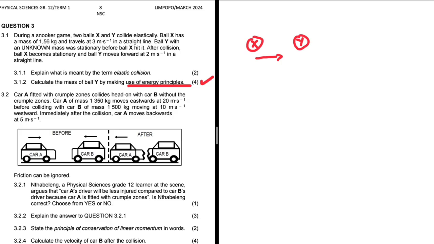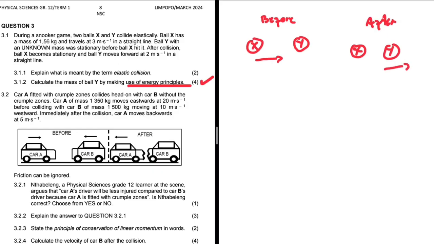So let's have ball Y here, which is initially stationary. Right, it is then hit by ball X. Ball X now becomes stationary. So this is before the collision, and then this is after the collision. Ball X now becomes stationary and ball Y moves forward with a speed of 2 meters per second. Right, so this is what is happening in this scenario. So we have the mass of X, the mass of Y is unknown. And then after the collision, we will still have the mass of X obviously, and the mass of Y would still be unknown.